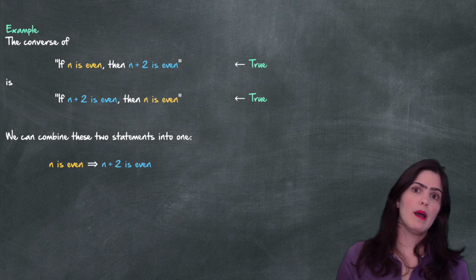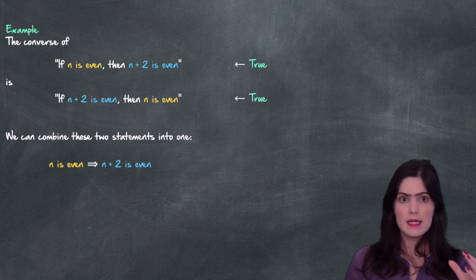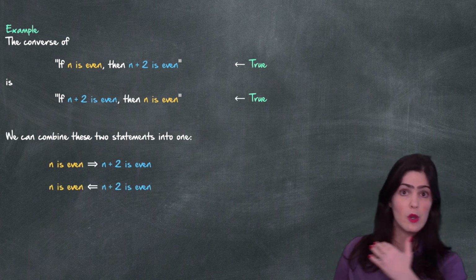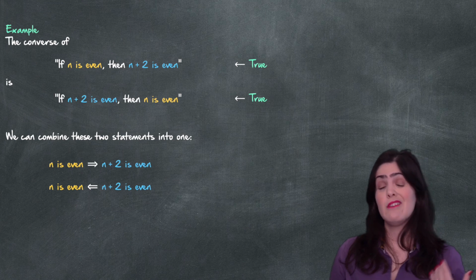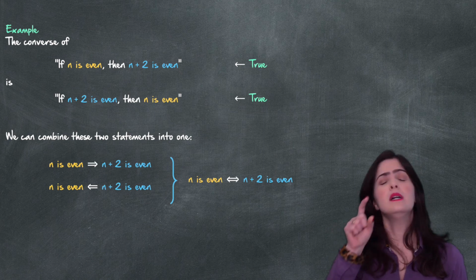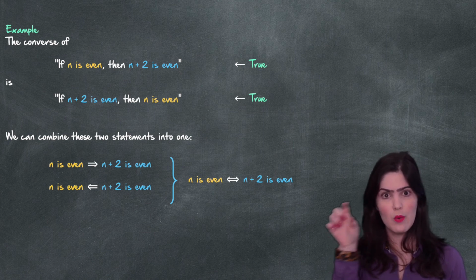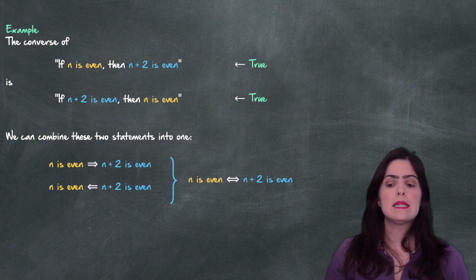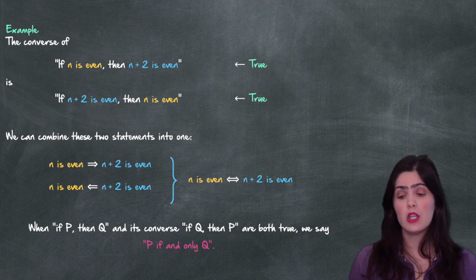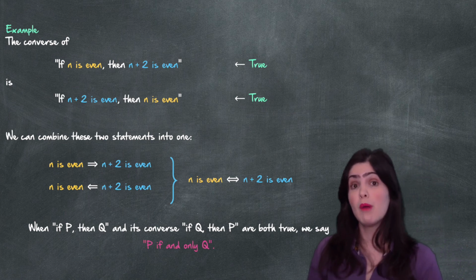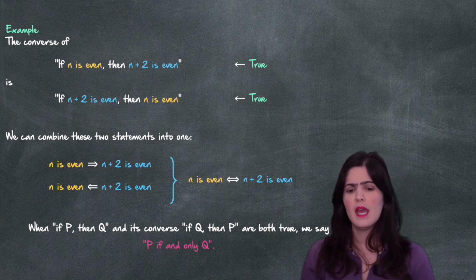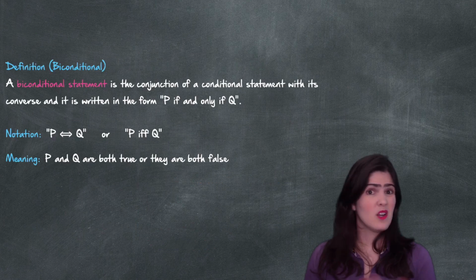So in this case, we can combine the two in the following way. Well, we say that n even implies n plus 2 is even. And then now we can draw a backward arrow because now we're going the other direction. So if n plus 2 is even, then n is even. And we combine the two using this symbol. It's a double arrow, like a left and right arrow, remember, with two lines. And we read these as if and only if. So if P then Q and the converse if Q then P are both true, we say that P if and only if Q. And that tells me that they are equivalent.